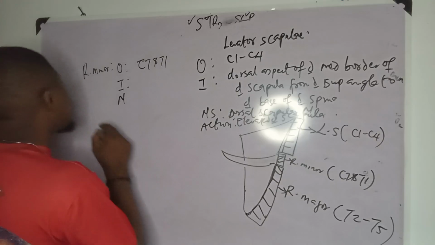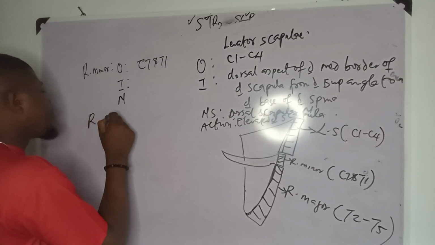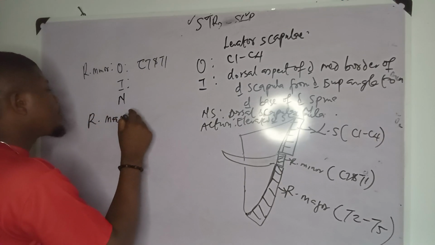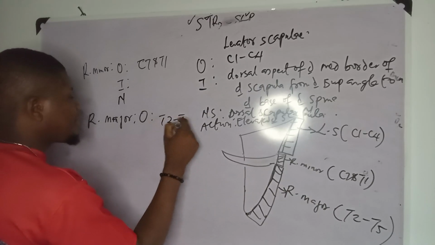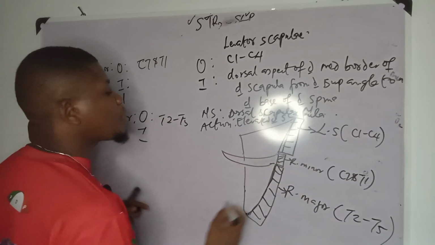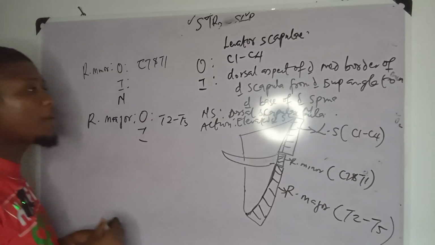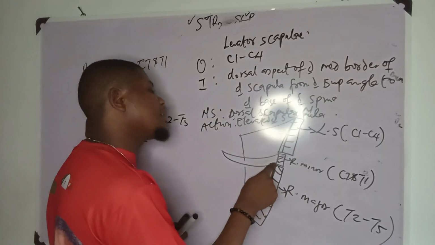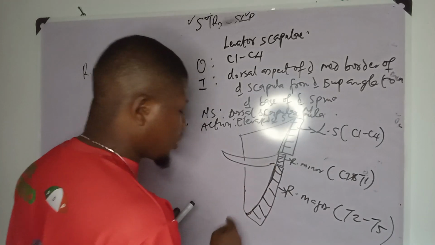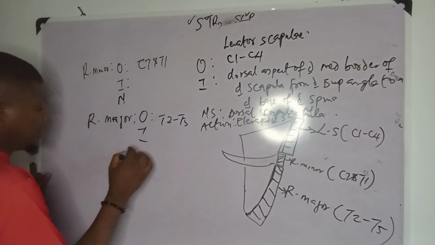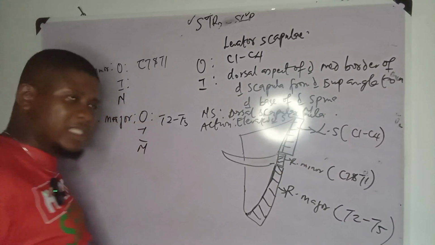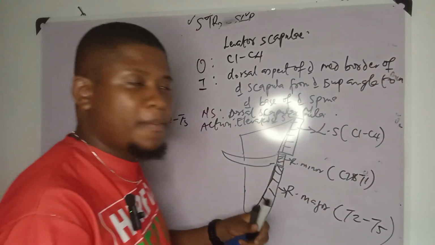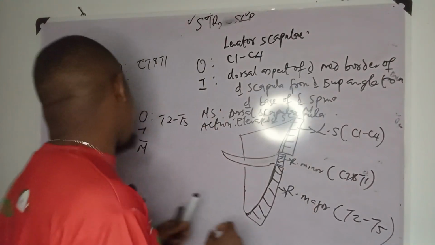Then let's look at the next one, which is rhomboid major. You already know the origin. What is the origin? From T2 to T5 vertebrae. What is the insertion? The medial border of the scapula from the base to the inferior angle. The nerve supply is still the same, the dorsal scapular nerve. The action is still the same, retraction of the scapula.